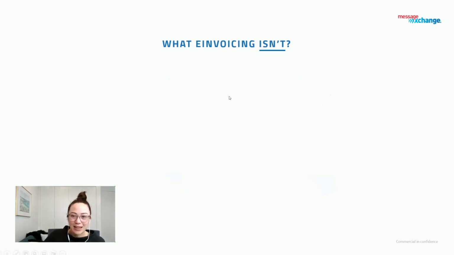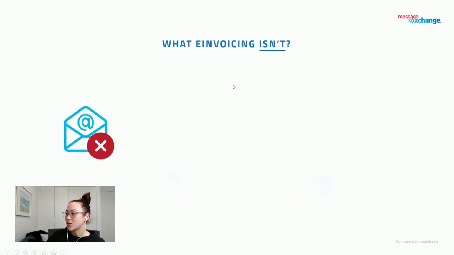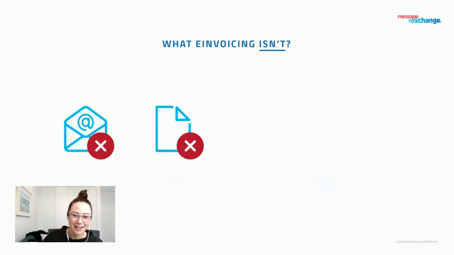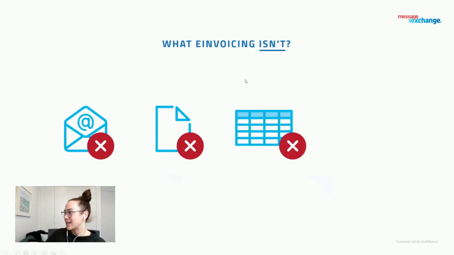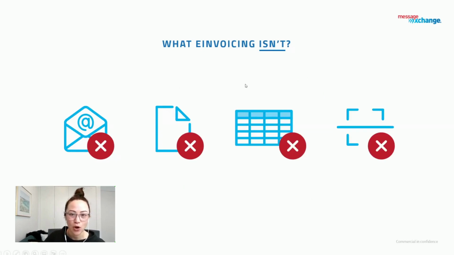So I've explained what e-invoicing is, but let me also explain what it isn't, because there is still a little bit of confusion about what it is and isn't. It's not an email. An email, yes, it's electronic, but it's not an e-invoice. It's not a PDF. Again, a PDF is an electronic document, but it's not machine readable data like an e-invoice is. It's not a spreadsheet or a CSV, and it's not scanning. Some companies use OCR scanning today. That is definitely not e-invoicing.